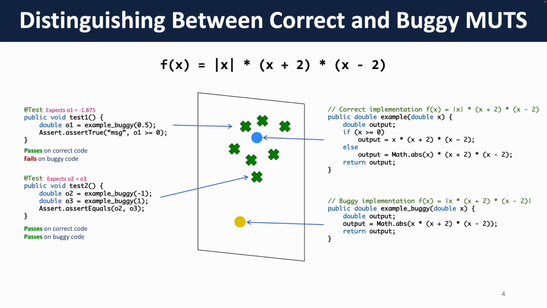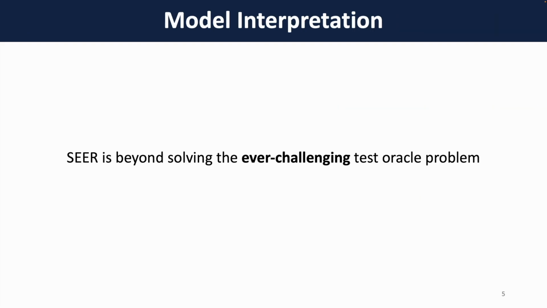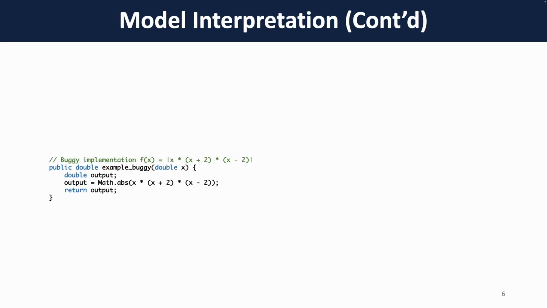We can achieve this through contrastive learning of a test that passes on the correct code and fails on the buggy code. In this part, we will discuss more about the model interpretation of SEER. While SEER attempts to solve the ever-challenging oracle problem, we wanted to see if we can leverage its learning capabilities to enhance bug localization. The key idea here is that if we interpret the learned model and understand how it predicts if a test fails on a given method under test, this can help to root cause the bug.